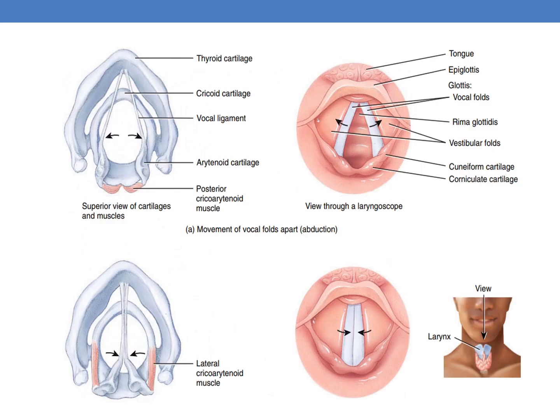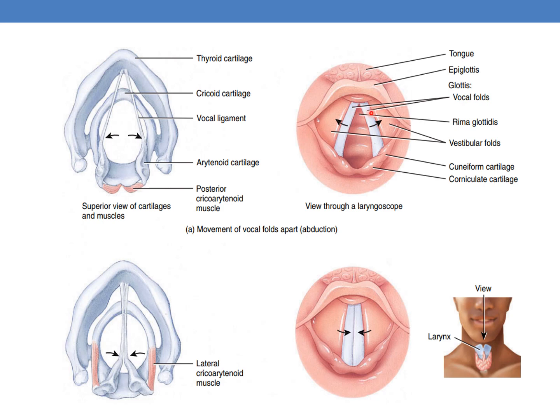Here you can see this is the thyroid cartilage and this is the cricoid cartilage. This one is the vocal ligament, this is the arytenoid cartilage, and this one is the posterior cricoarytenoid muscle. This is the tongue and this is the epiglottis.